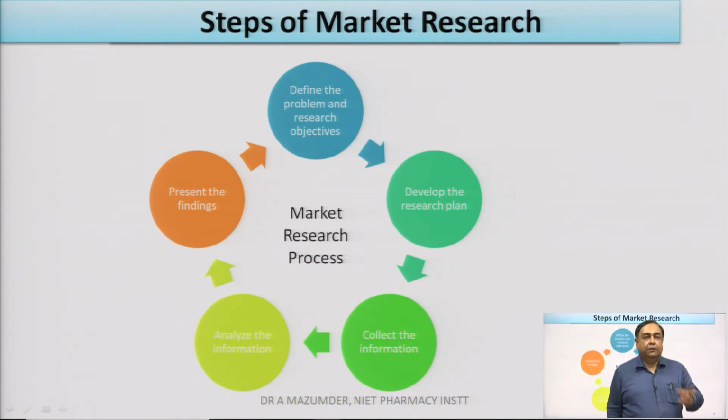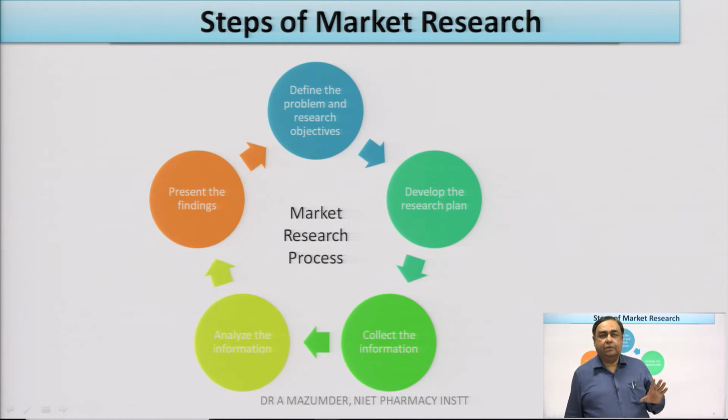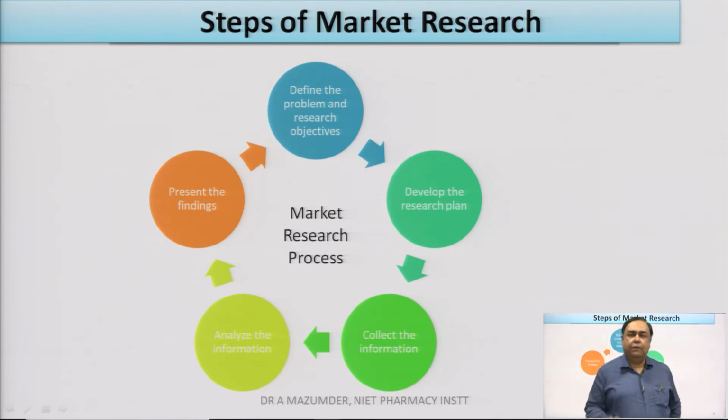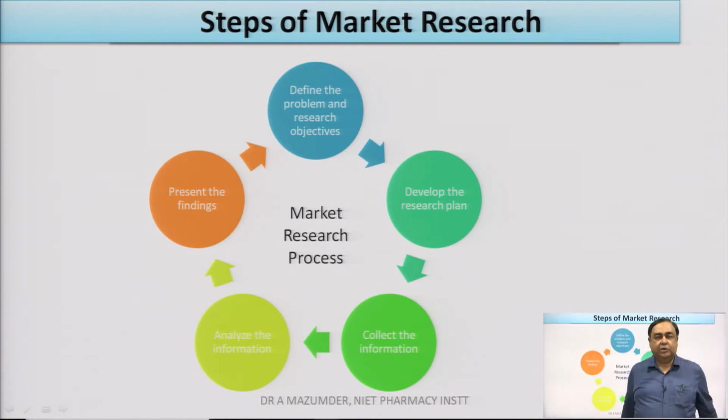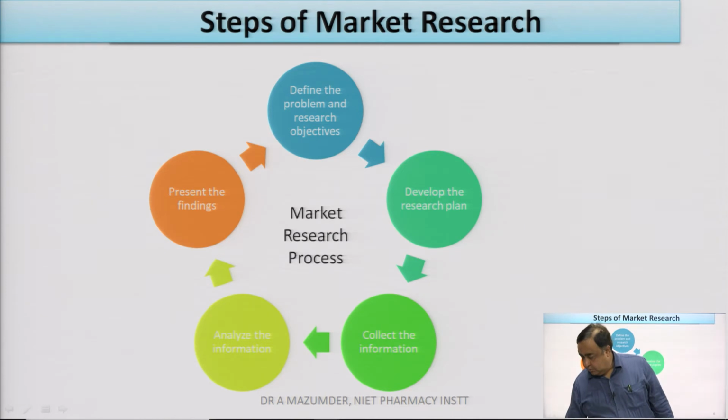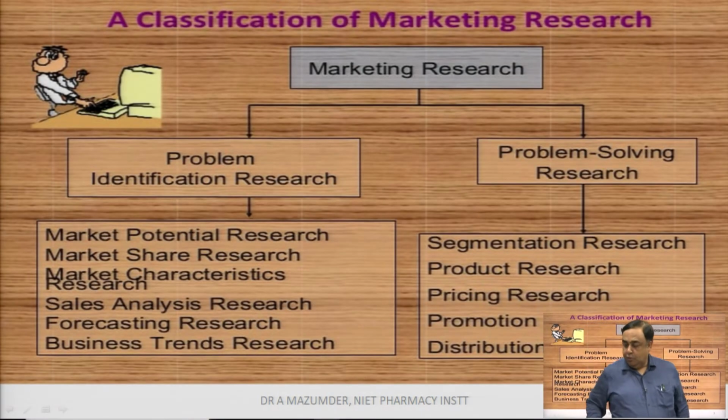These are the various steps of marketing research. One, defining the problem, then developing a research plan, gathering of information, analysis of information, and then presenting in the form of pie chart, bar diagram, the way you want to show the main salient findings of your research. I will be going into those details a little bit later on.